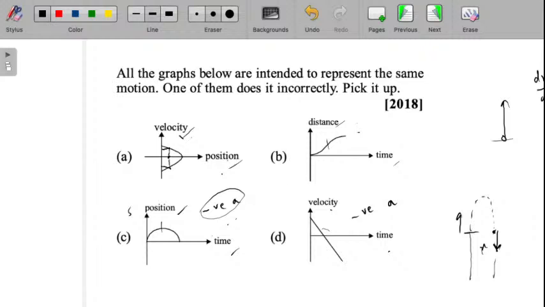So either of these has to be correct. And because this is in tune with this, this has to be wrong. Because acceleration is negative, you cannot have a distance time graph like this. This is wrong for us. So the option is B.